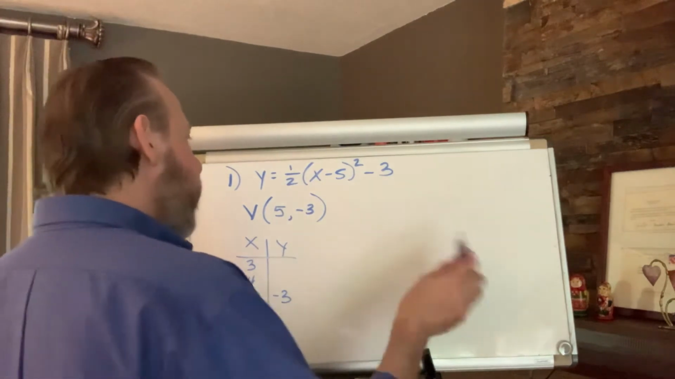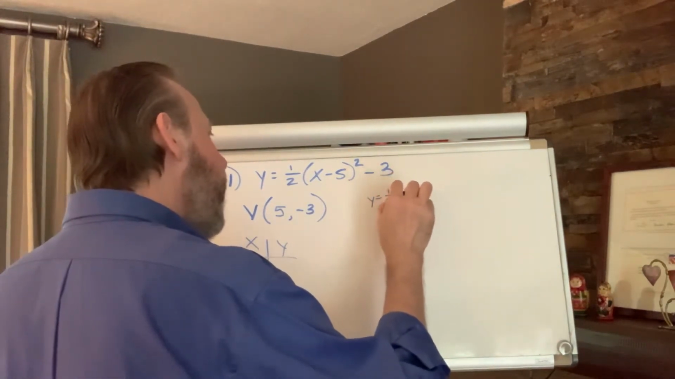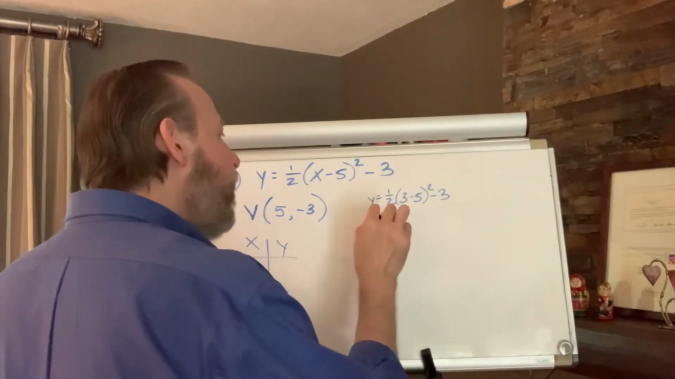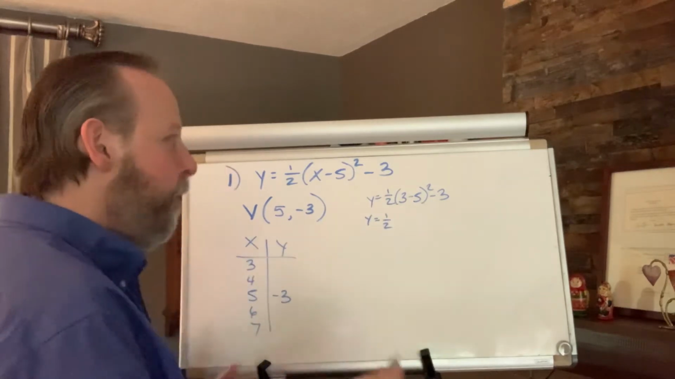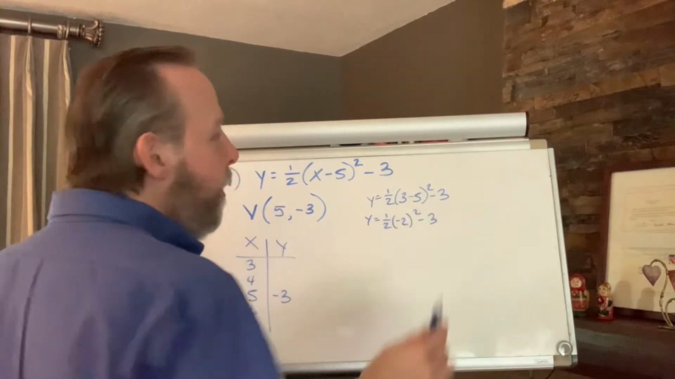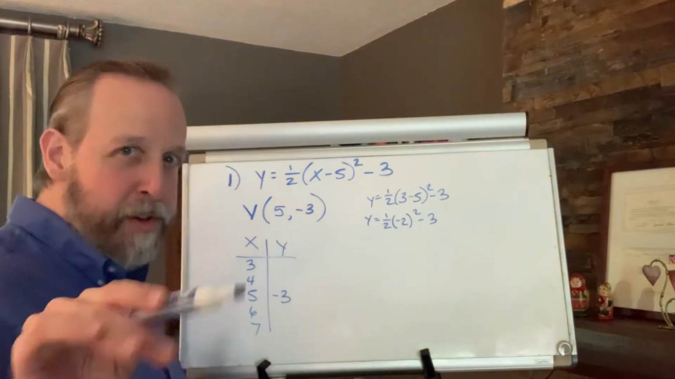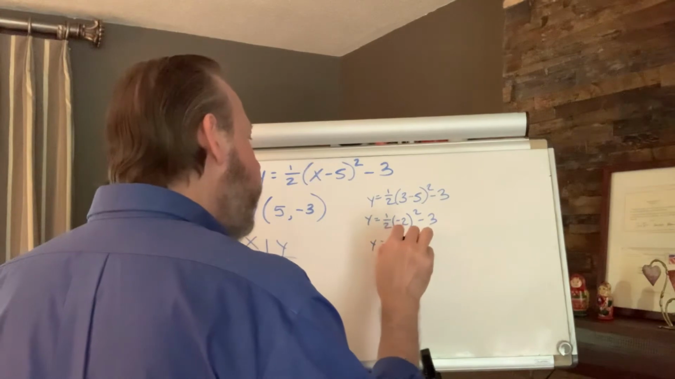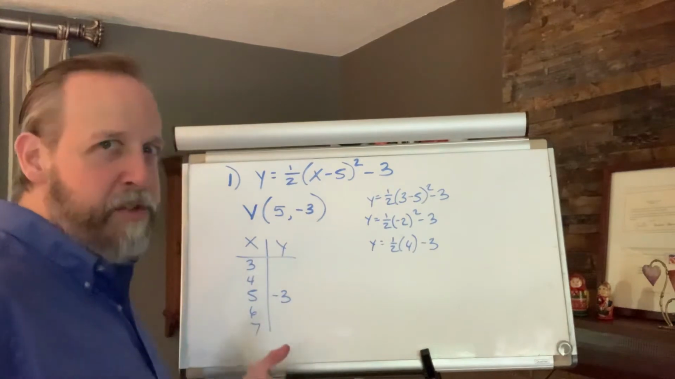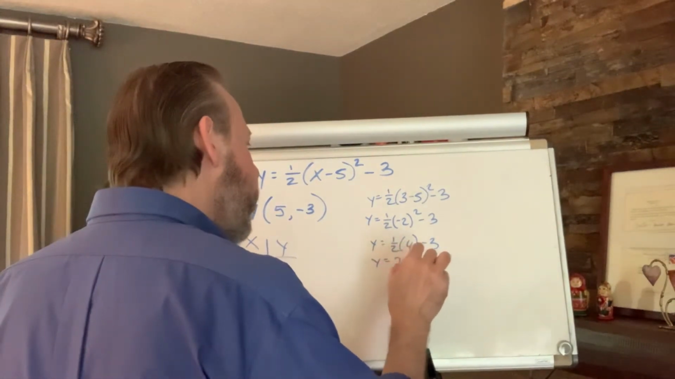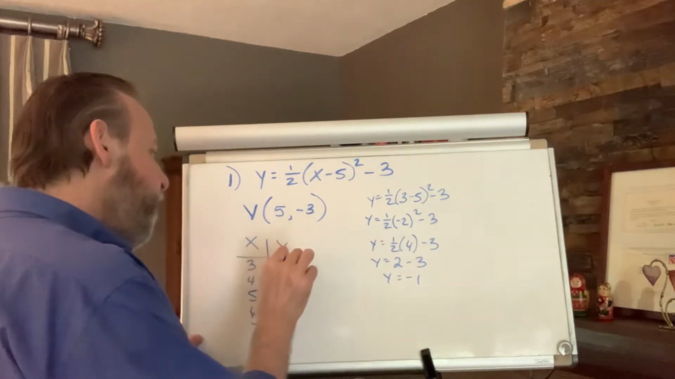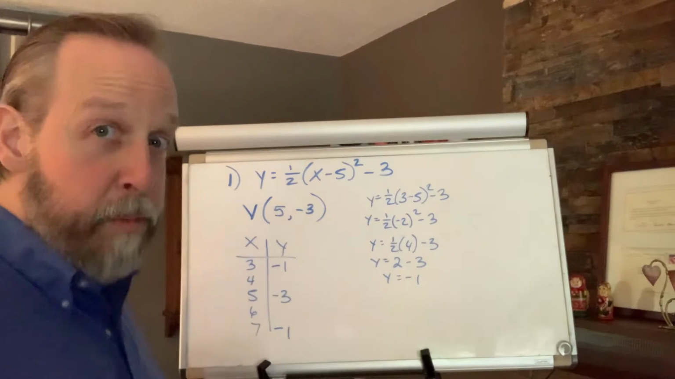Plug in a 3. Okay, so y equals 1/2 (3 minus 5) squared minus 3. Please remember the order of operations. Parentheses first. 3 minus 5 is negative 2. Squared, minus 3. Order of operations says the exponent comes next. So negative 2 squared is 4. Order of operations says multiplication comes next. That's 2 minus 3. And 2 minus 3 is negative 1. So that's a negative 1, and that's a negative 1, because it will reflect on the other side.